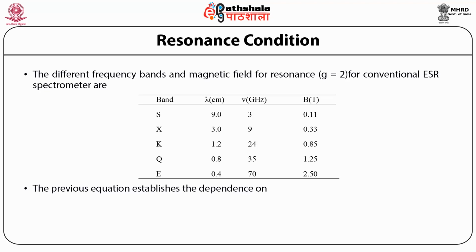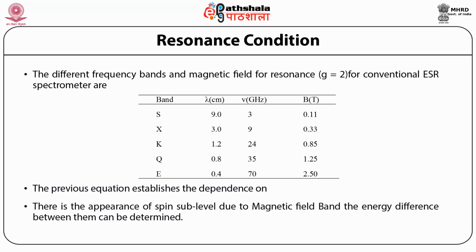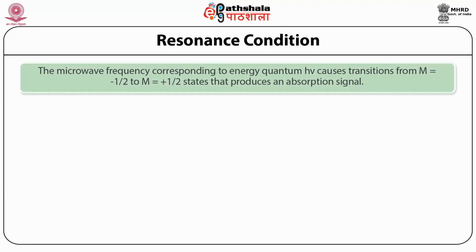The previous equation establishes the dependence: there is an appearance of spin sublevels due to magnetic field B, and the energy difference between them can be determined. The microwave frequency corresponding to energy quantum h nu causes transitions from m equal to minus 1/2 to m equal to plus 1/2 states, which produces an absorption signal.